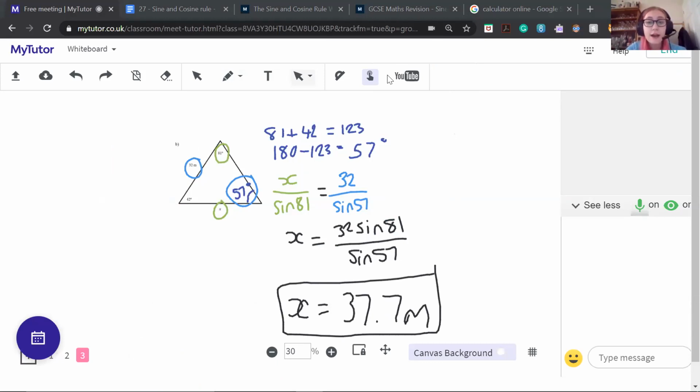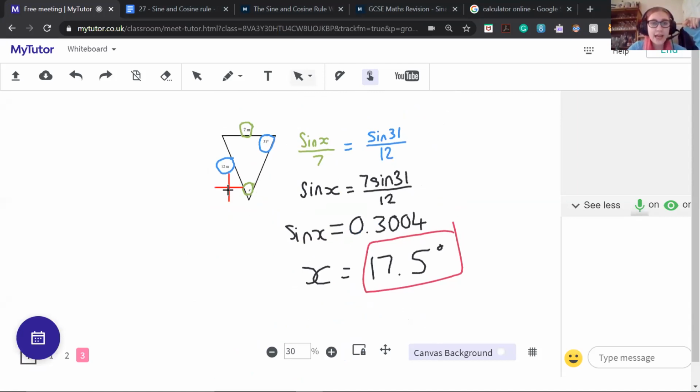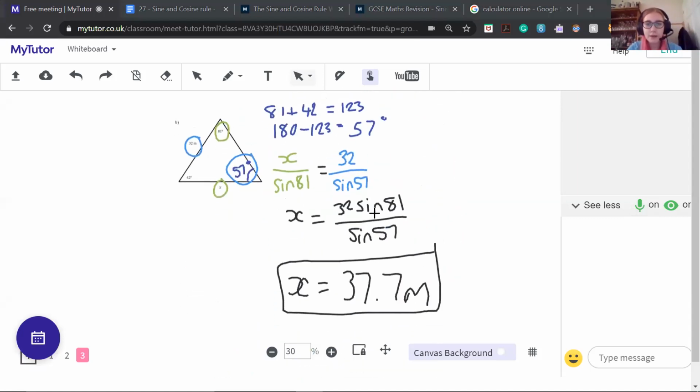A couple of people asked, how do you know which one goes on top? Why have I put it the other way? Either would work. The reason is you put whatever x is going to be in on top. And that's just so that you can always multiply up by this bit. So here we were finding a side length, so we just put the sides on top. Whereas in this one, we were finding an angle, so we put the sine x on top. Because if you put it on the bottom, it's going to be really difficult to get it out onto the top so that you can solve for x. So it's a lot easier.